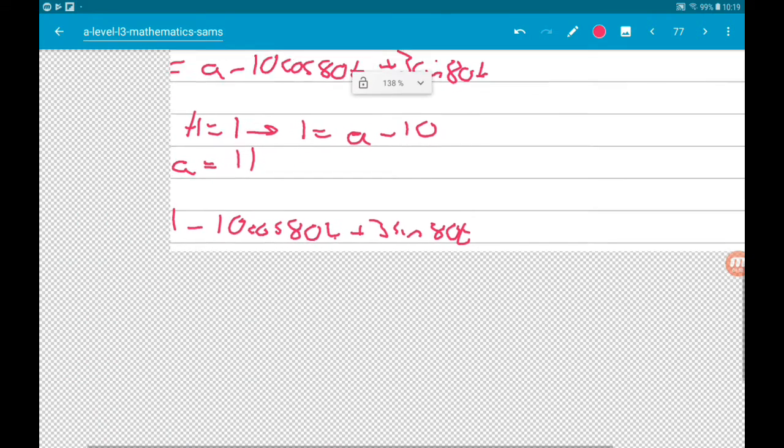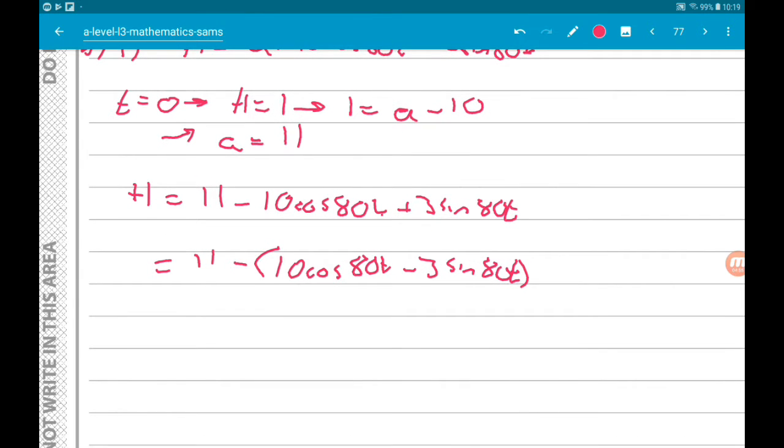So, we can write this as h is equal to 11 minus root 109 times cos of 80t add 16.70.